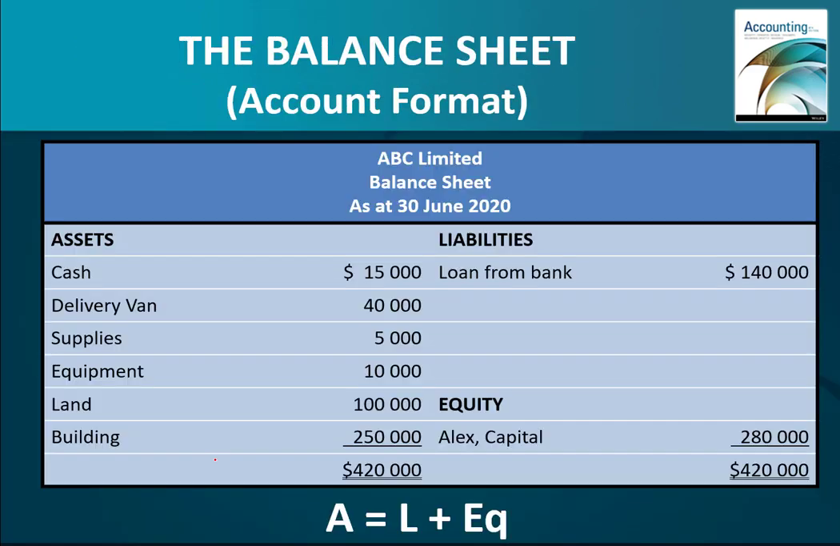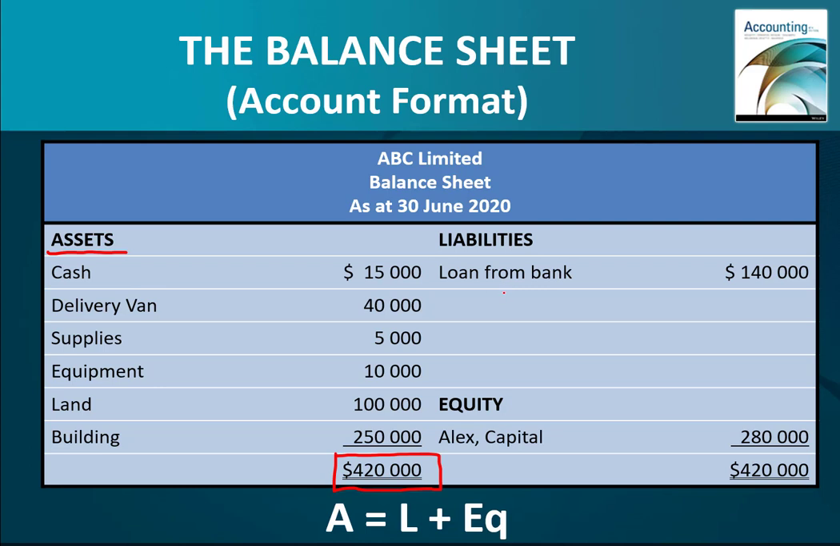For the first format, the account format, for example, this is ABC Limited. On your left side, you list all your assets. So we have cash 15,000, delivery van, supplies, equipment, land, and building. The total value is 420,000. So this is assets.